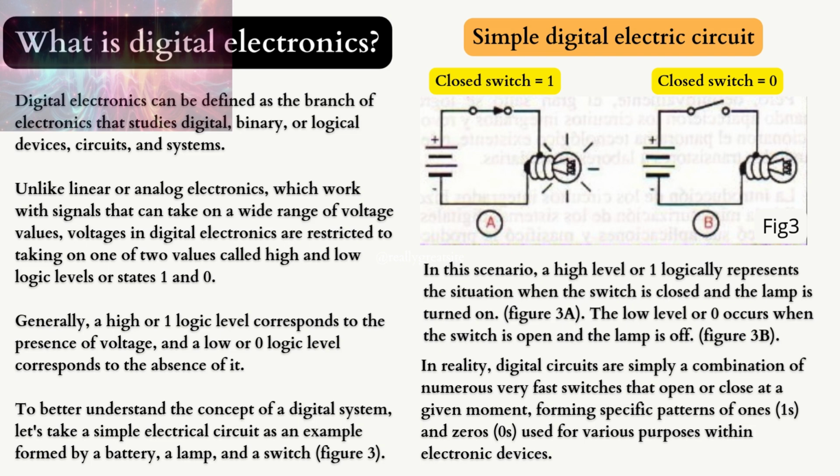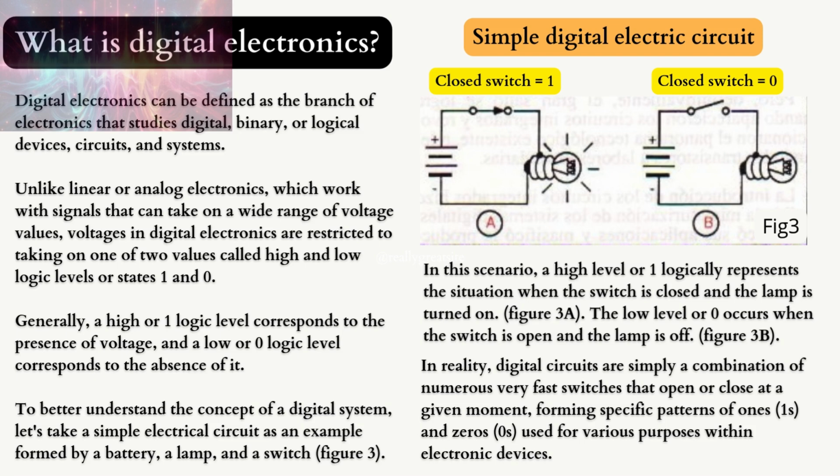Generally, a high or 1 logic level corresponds to the presence of voltage, and a low or 0 logic level corresponds to the absence of it. To better understand the concept of a digital system, let's take a simple electrical circuit as an example, formed by a battery, a lamp, and a switch, figure 3. In this scenario, a high level or 1 logically represents the situation when the switch is closed and the lamp is turned on, figure 3a. The low level or 0 occurs when the switch is open and the lamp is off.